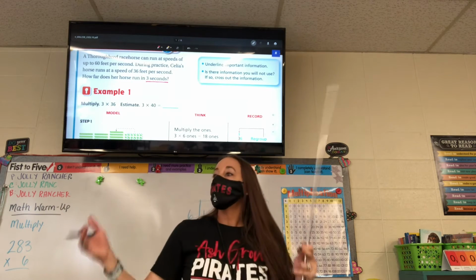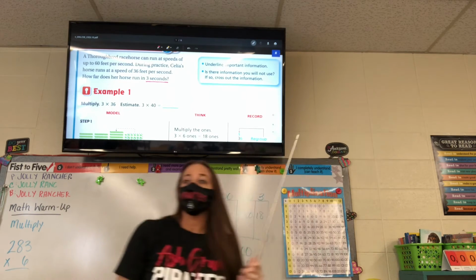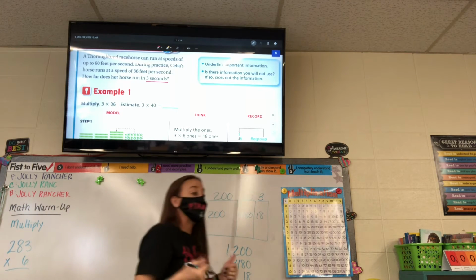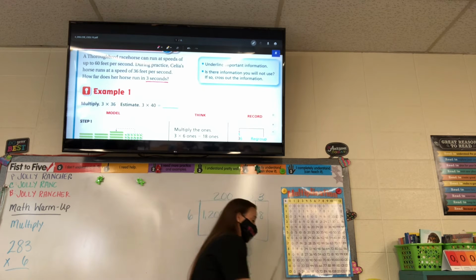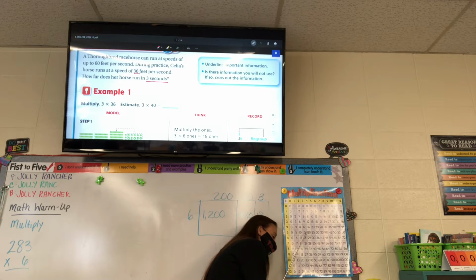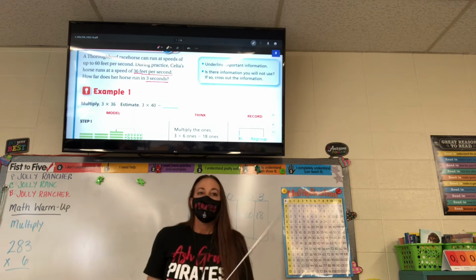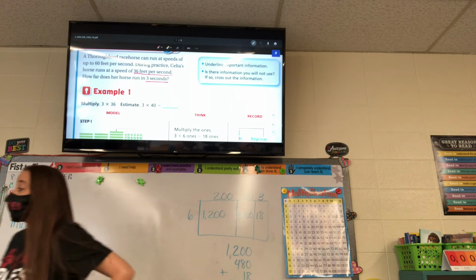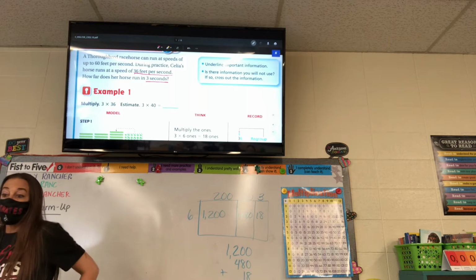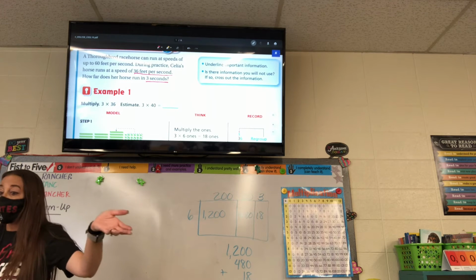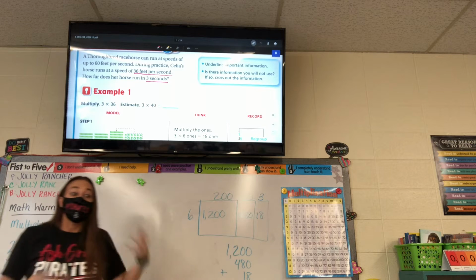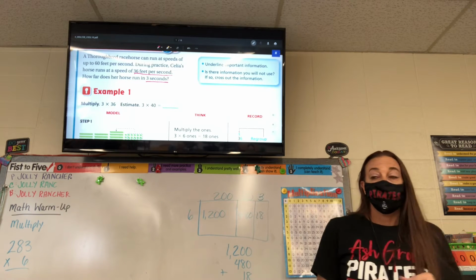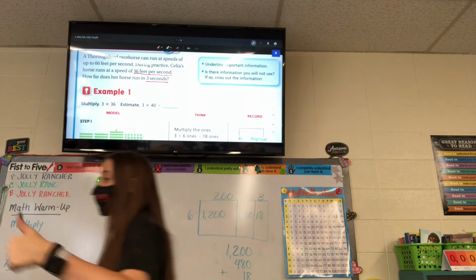So the important information that we need to know for this problem is what Celia's horse can do, which is 36 feet per second. Okay? So we don't even know for sure if Celia's horse is a thoroughbred horse. They could have just told us a random fact about a thoroughbred horse, but we're only interested in finding the answer for Celia's horse. Okay, make sense? Landon, does that make sense?